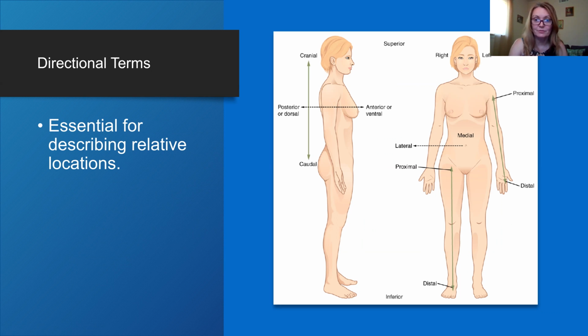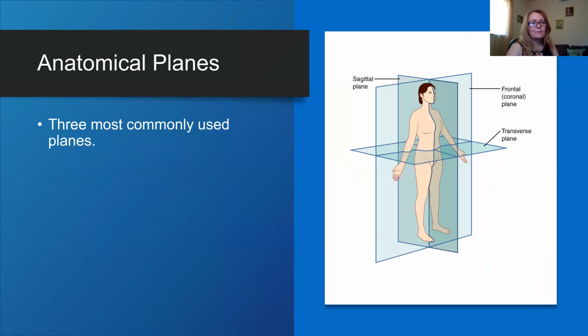Compare with humerus. Or femur is proximal and tibia is distal. We also use planes, right, anatomical planes, and those are imaginary planes that divide your body into right and left, front and back, superior and inferior part. And three most commonly used planes are frontal, that divides your body into anterior and posterior, sagittal, that divides your body into right and left section.